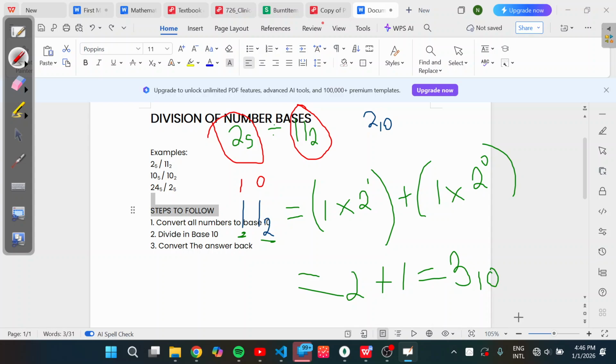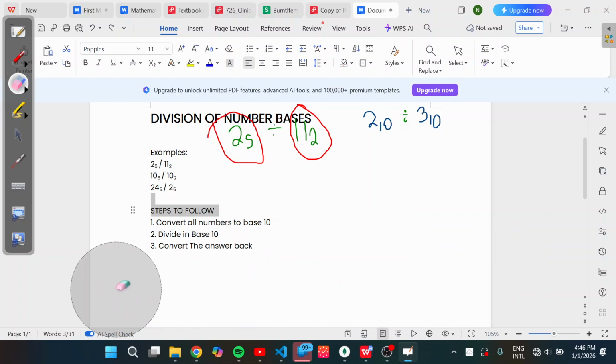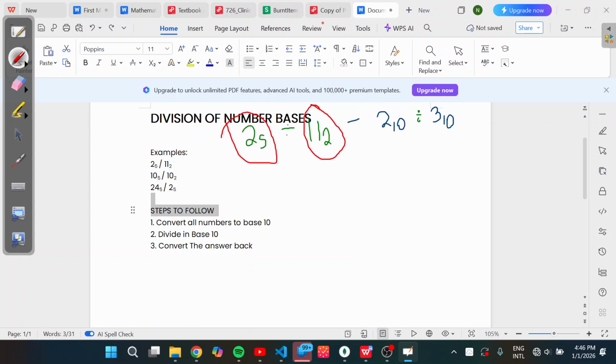So we're also going to write this final answer up here. We're going to have 2 base 10 divided by 3 base 10. Okay, so we have successfully converted all the numbers to base 10, and the second step here is to divide them in base 10. So let me put an equal symbol, basically saying 2 base 5 divided by 11 base 2 is the same as 2 base 10 divided by 3 base 10.